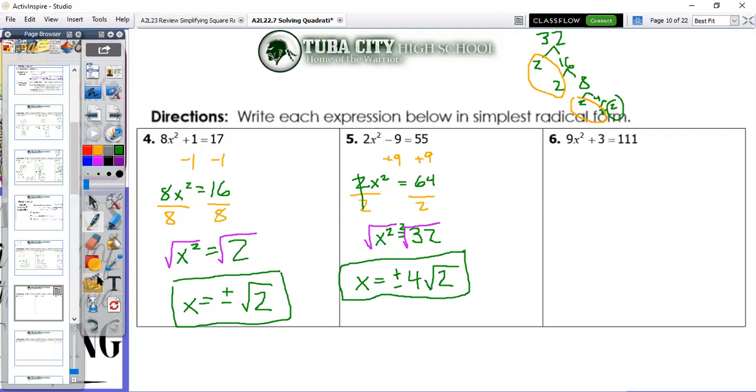Number 6. Okay. Oopsie. Let's go ahead and start working on this one. So minus 3 to both sides. 9x squared equals 108. And I've got to get rid of that 9 as well. So I'm going to divide both sides by 9. And I think this is going to be 12. Let me check my multiplication table on the wall. Yep, going to be 12.